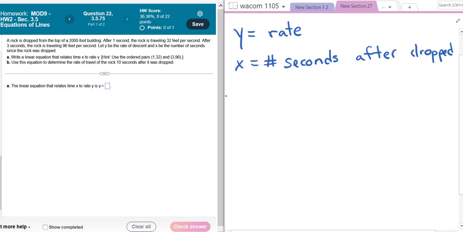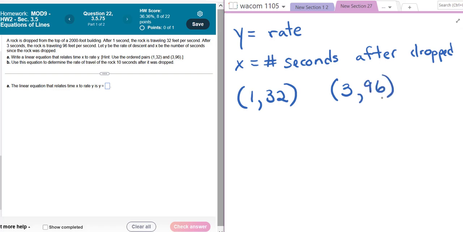So they say, write a linear equation that relates time x to rate y. All right, and they're giving us a hint to help us get the slope. So we have ordered pairs (1, 32). So after 1 second, it was moving at 32 feet per second. After 3 seconds, it was moving at 96 feet per second. That gives us 2 points, and we can get our slope from there.